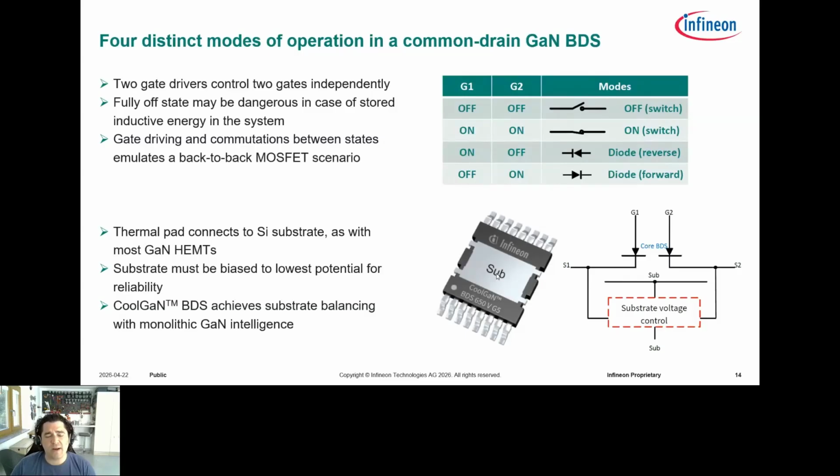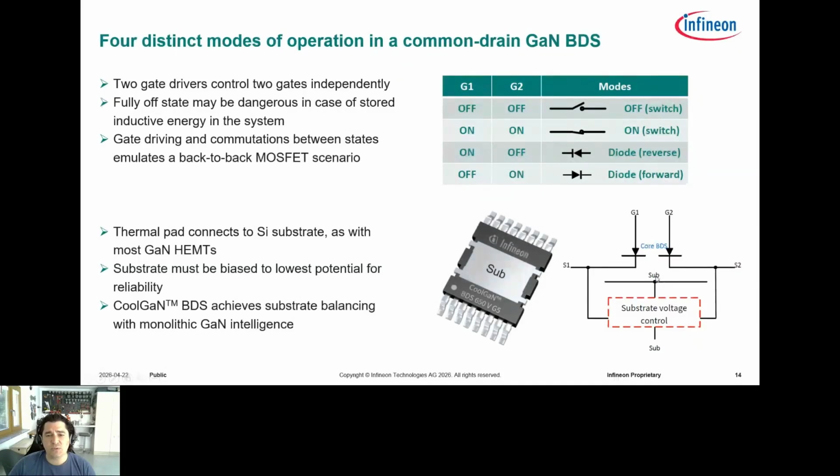But you don't want to have a floating substrate. So the silicon substrate in a GaN HEMT is normally connected to the source, or that is to say, it's normally connected to the lowest potential in the switch, which is generally going to be the source in a unidirectional, normal GaN HEMT. But in this case, we've gotten rid of the convenient source. Now we have source 1 and source 2. Which one is at a lower potential? That's going to change depending on the direction of current, the direction of voltage in the system.